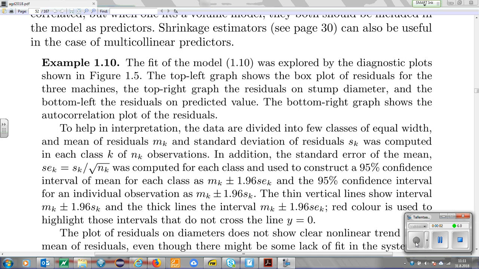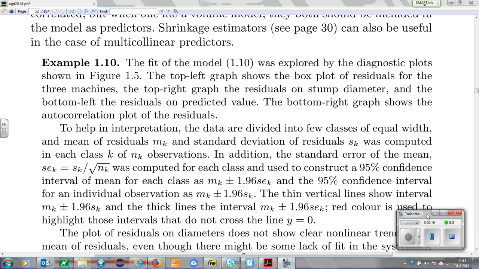In a previous video, we fitted a model to the Stumplift data. The data included polynomial terms for all three machines, and now we explore whether that model seems to fit the data.